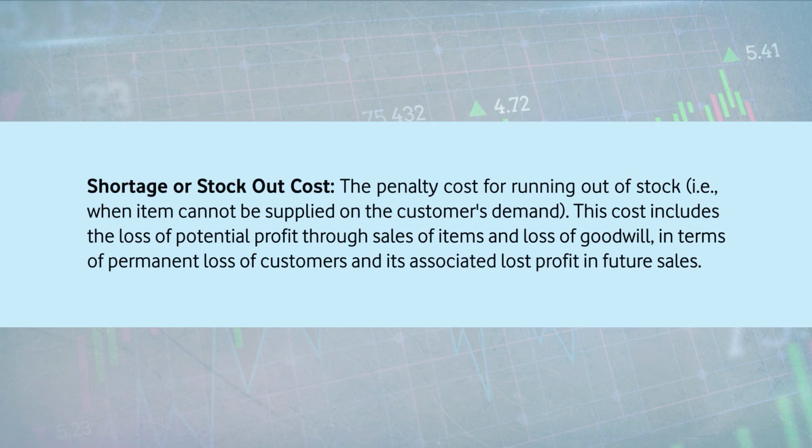Shortage or stock out cost is a very important thing. You should know that shortage and stock out cost is very important for the inventory and production total cost. It is the penalty cost for running out of stock when the item cannot be supplied on consumer demand. The cost includes the loss of potential profit through the sale of items and loss of goodwill, in terms of the permanent loss of the customer and lost profit in future sales.